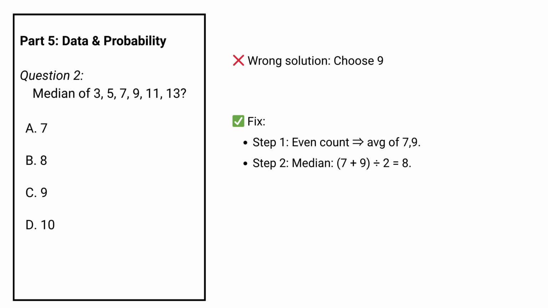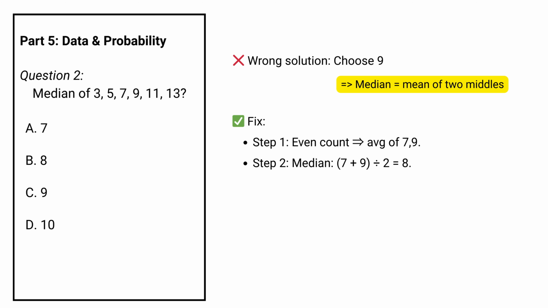What is the median of the numbers 3, 5, 7, 9, 11, and 13? Your choices are A, 7, B, 8, C, 9, D, 10. Pause the video and see what you get. A common mistake is to pick 9, thinking it's the middle. But remember, when there's an even number of data points, the median is the average of the two middle numbers.